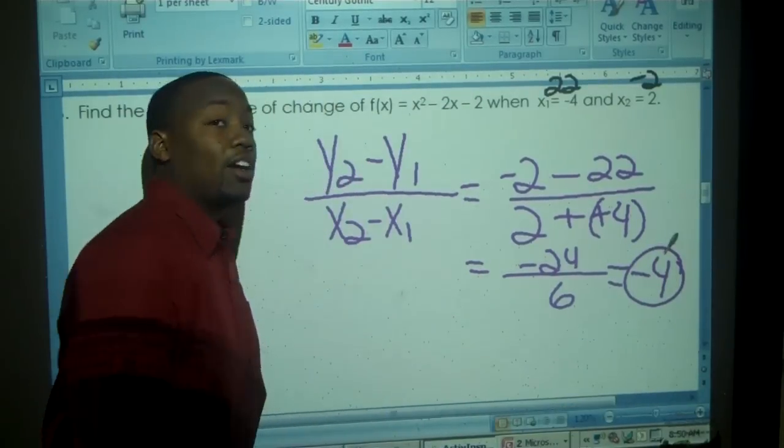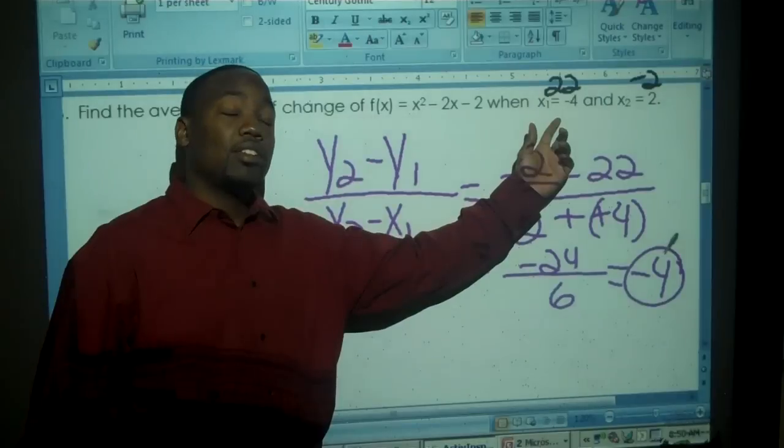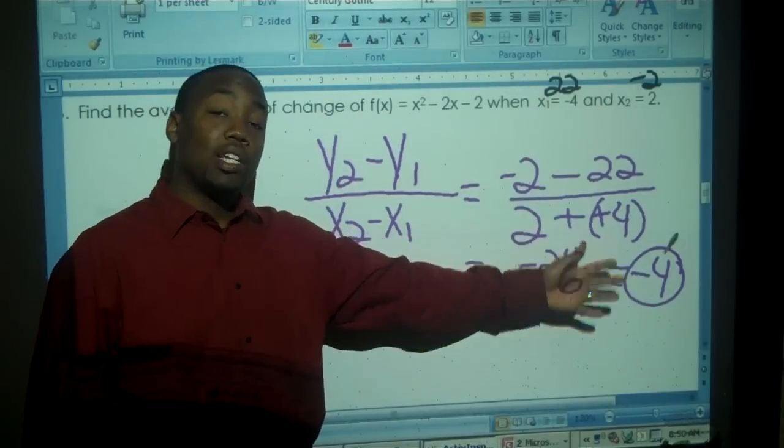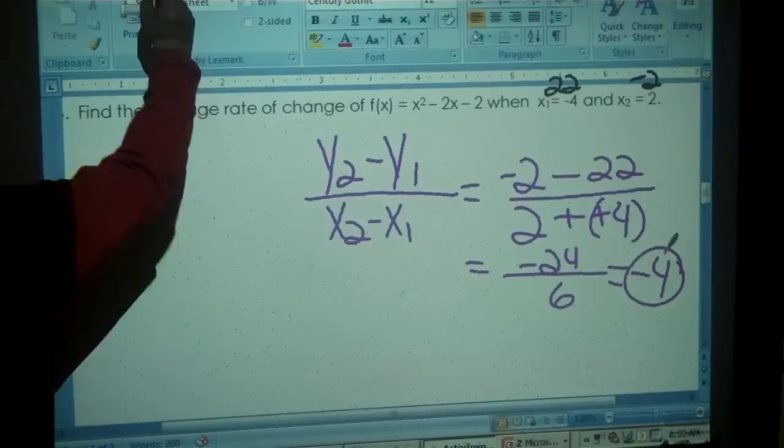That is our average rate of change. All we have to do to find the average rate of change is plug it into the equation, and we get our answer. Now, let's move on to the next one.